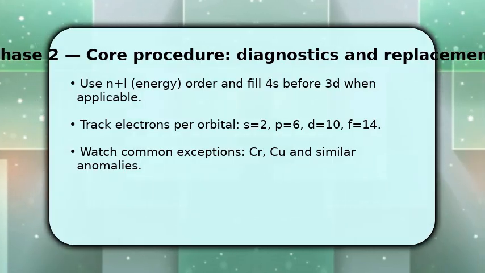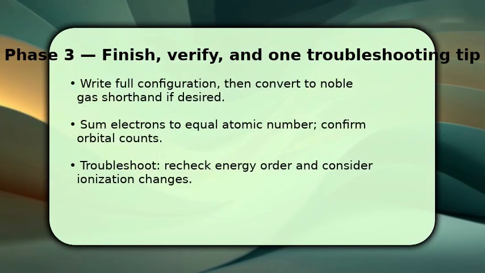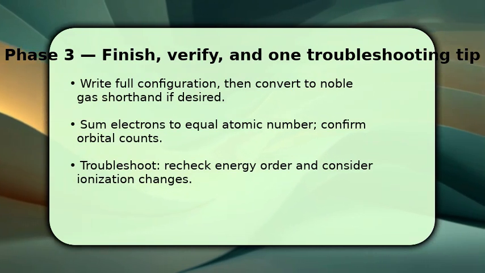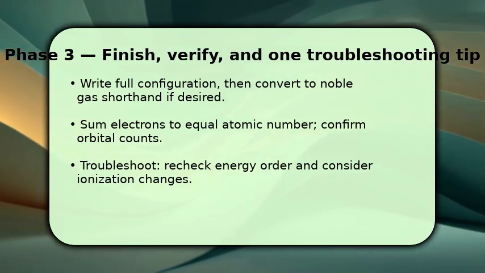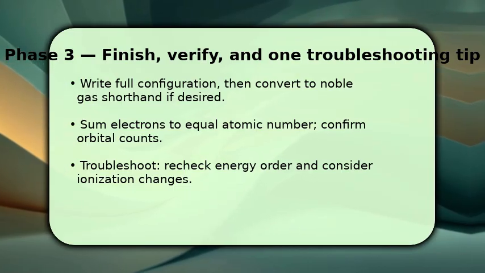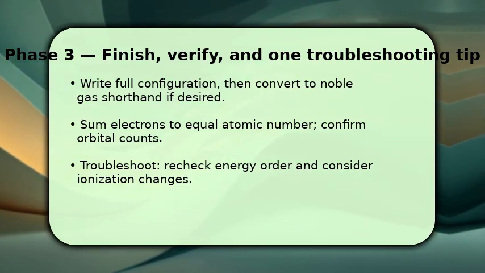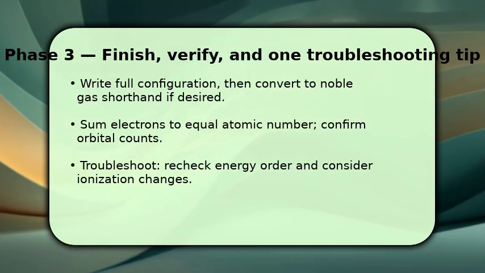You finish by writing the full electron configuration in order, then optionally compress it using the nearest noble gas in brackets for shorthand. After writing, sum the electrons to confirm they equal the atomic number. This is your quick verification.